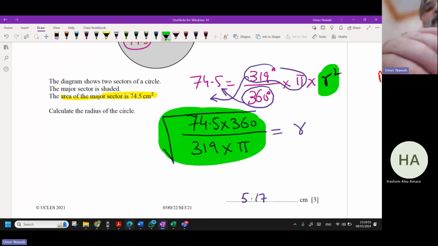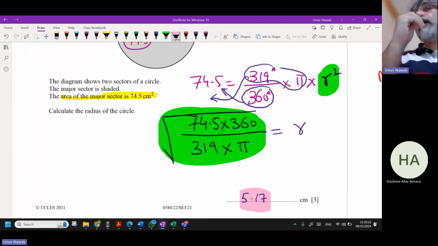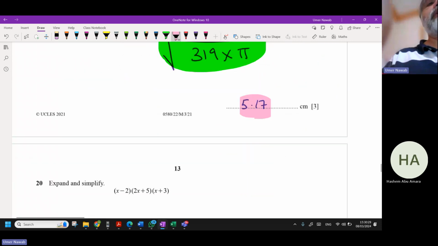Okay, so I'm going to copy this one and check that. Is my final answer from the calculator correct or wrong? So I'm going to write a fraction, 74.5 times 360 divided by 319 times pi. Rida, I'm going to write pi exact. Otherwise, you can also write 3.142. And it gives me 5 point something. Wow, bravo. I got the same answer which I got from the calculator. But please, I want to tell you, you have to make r the subject to make sure the examiner knows you know the algebraic manipulations.